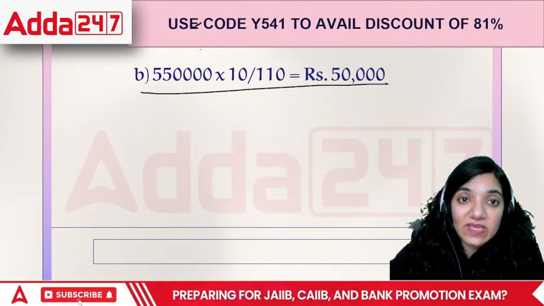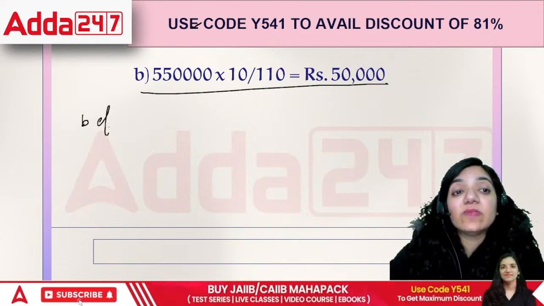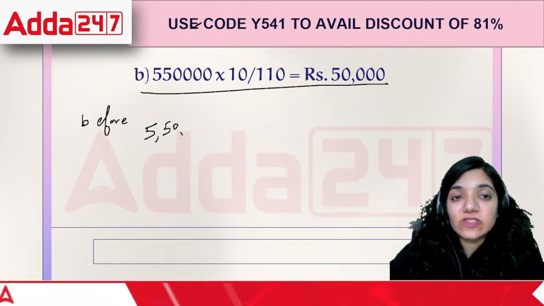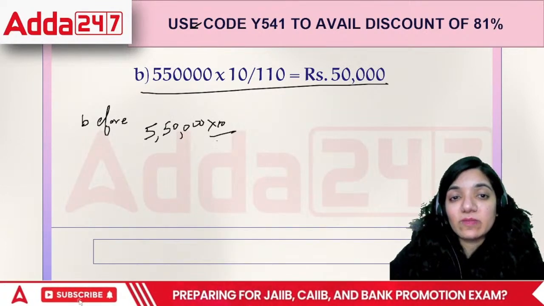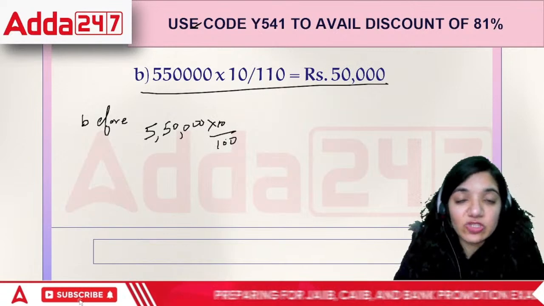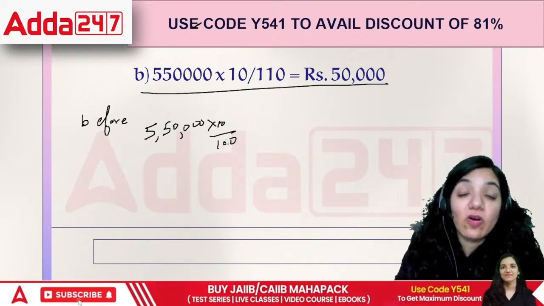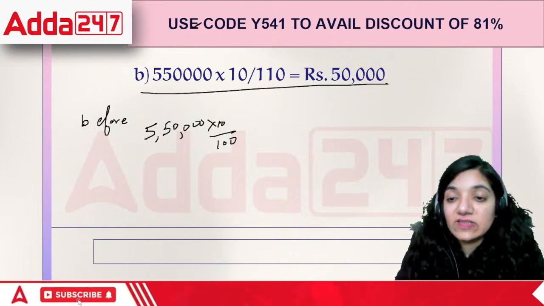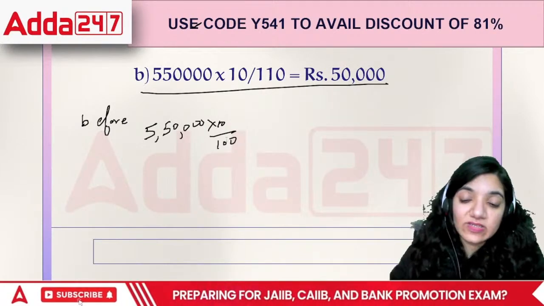It can be either after or it can also be before. That means it can be 5,50,000 multiplied by 10%. When it says before charging such commission, then it is 10 divided by 100. Or after charging, 10 divided by 100 plus 10%. That is rate upon 100 plus rate.